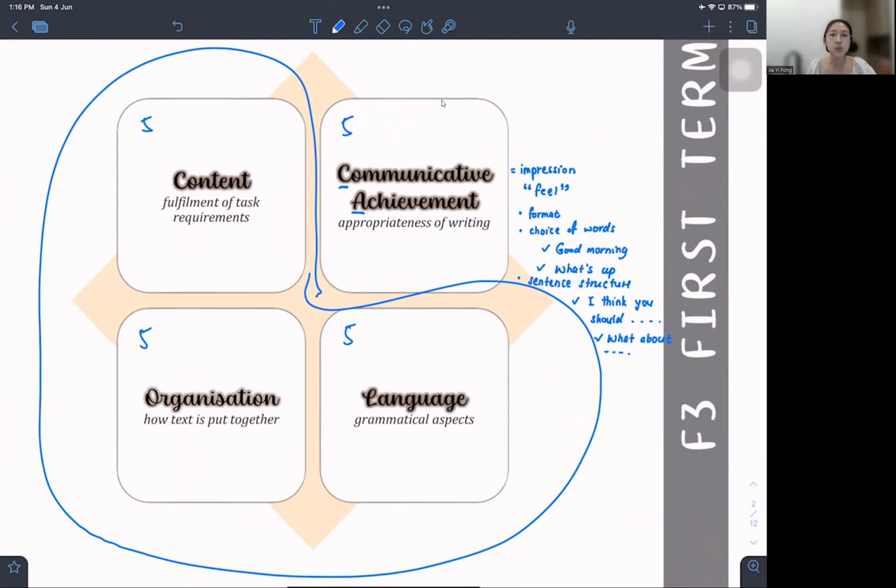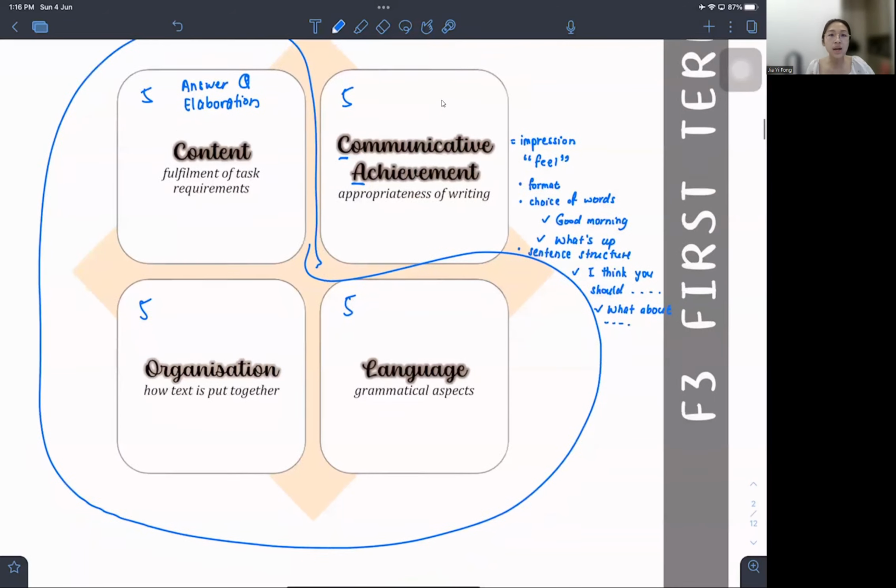The difficult one to get marks is your communicative achievement. So let's start off with the easy one, content. Content, as I've written here, fulfillment of past requirement. To put it very simply, you answer the question, you give me elaboration, I give you 5 marks. If you answer the question wrongly, then don't expect me to give you full marks. Okay, so remember, this one is very simple. All you need to do is to answer question. You give me elaboration. 5 marks is yours. As simple as that.